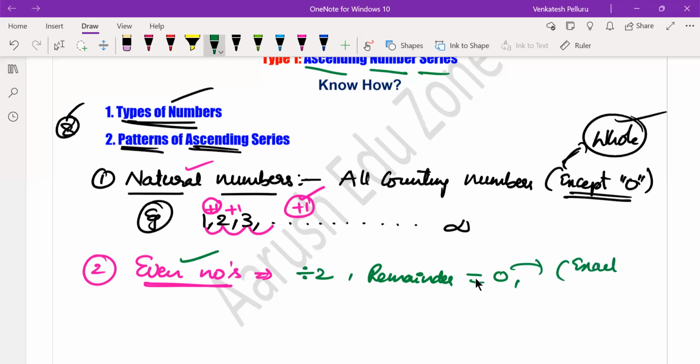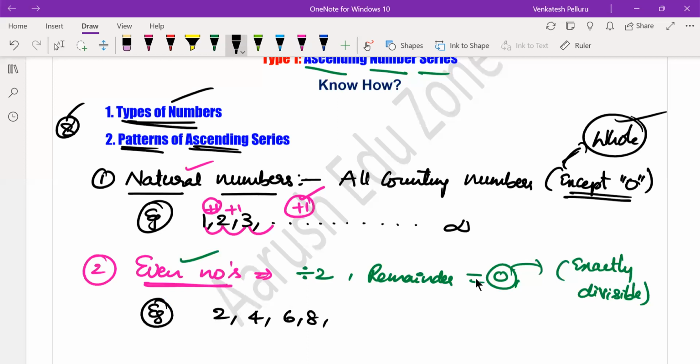Exactly divisible. If the number is exactly divisible by 2 without leaving any remainder, or if the remainder is 0, then such numbers are said to be even numbers. Examples of even numbers: the first even number is 2, followed by 4, 6, 8, 10 and so on. You can write up to infinity, but you have to write only even numbers. The most important thing to understand is that the difference between any two consecutive even numbers is always 2.